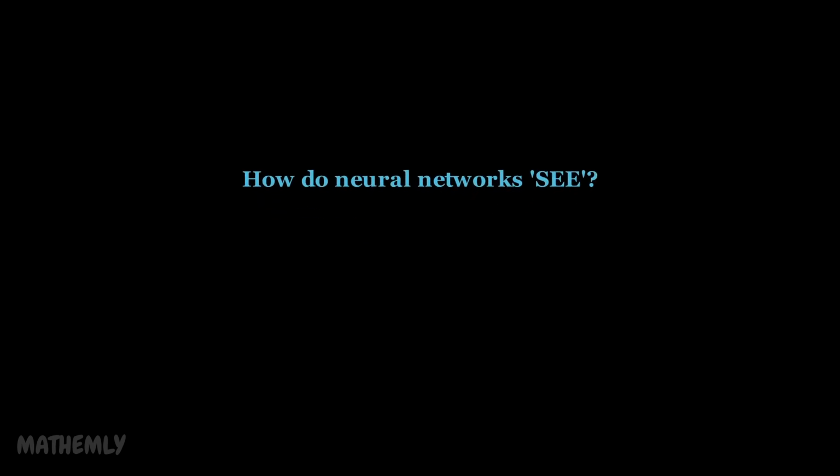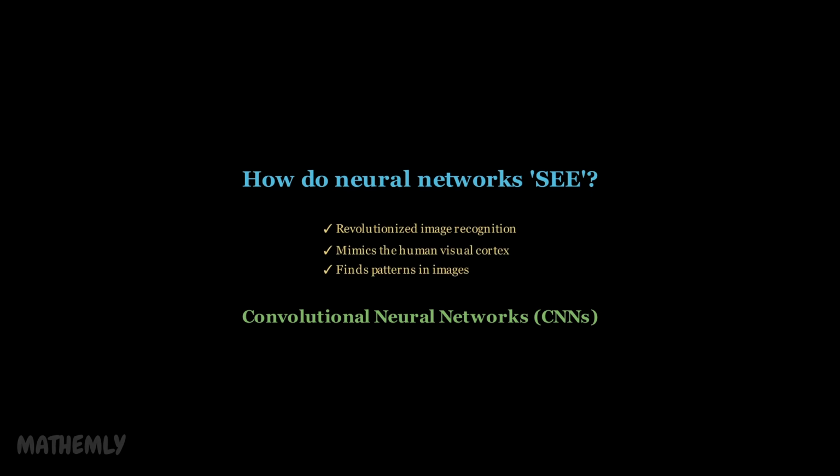In our next video, we are going to look at how neural networks see. We will explore convolutional neural networks or CNNs and how they revolutionized image recognition by mimicking the human visual cortex.